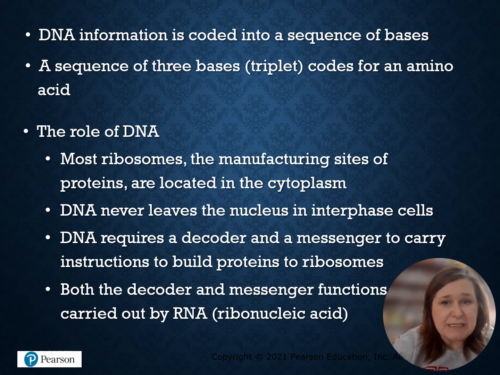So we know that DNA information is going to be coded into sequences of bases. A sequence of 3 bases is going to code for an amino acid. We know that the ribosome is the manufacturing site of proteins. Most of them are going to be located in the cytoplasm, except for those that live on the rough ER. DNA actually never leaves the nucleus in interphase cells. DNA is going to require a decoder and a messenger to carry instructions to build proteins to the ribosomes. Both the decoder and the messenger functions are carried out by RNA.